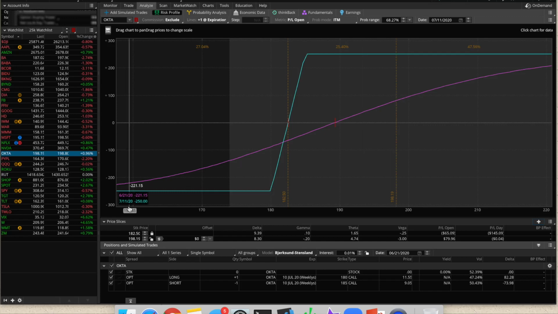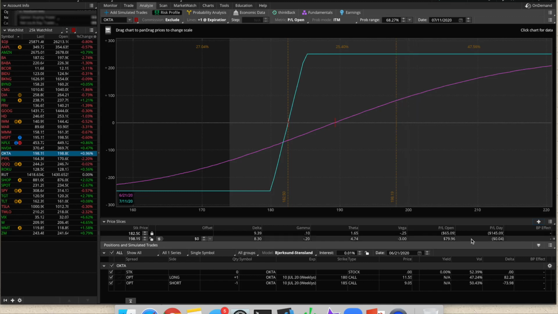Now on this side, you will notice that the blue one is the value at expiration, and the pink one is the current value of that spread. So if I stop at 198 and you look at the blue one, it says at expiration, if it's at 198, I'll make $250, but the pink value shows I'll only make $79 if it's at 198 today.